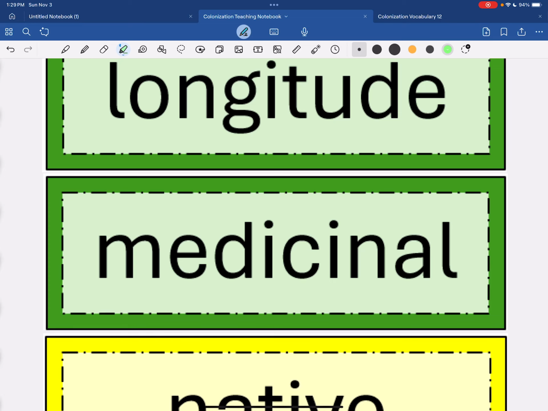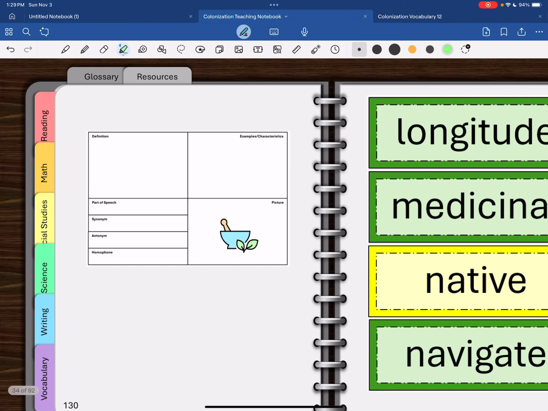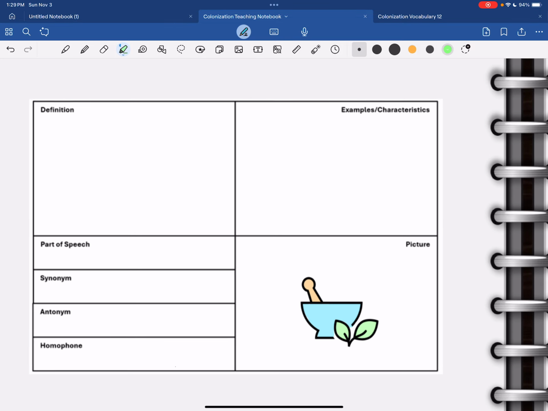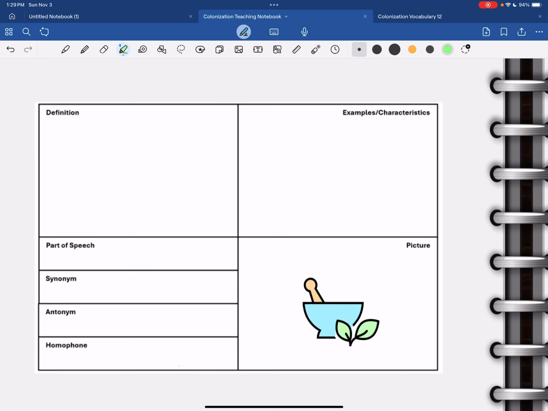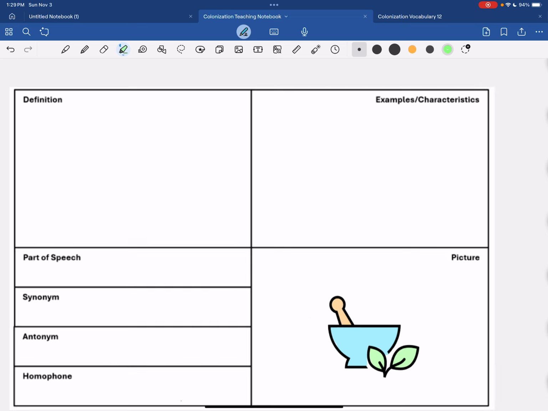Our word for this video is medicinal. Medicinal. And this may make you think of medicine. So let's take a look over here. I have colored my picture because I want to show you some things. You don't have to, but you certainly can if you want to.